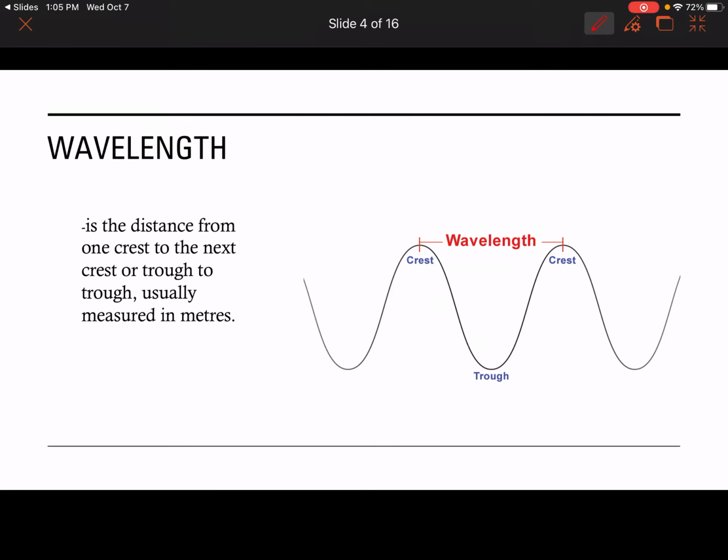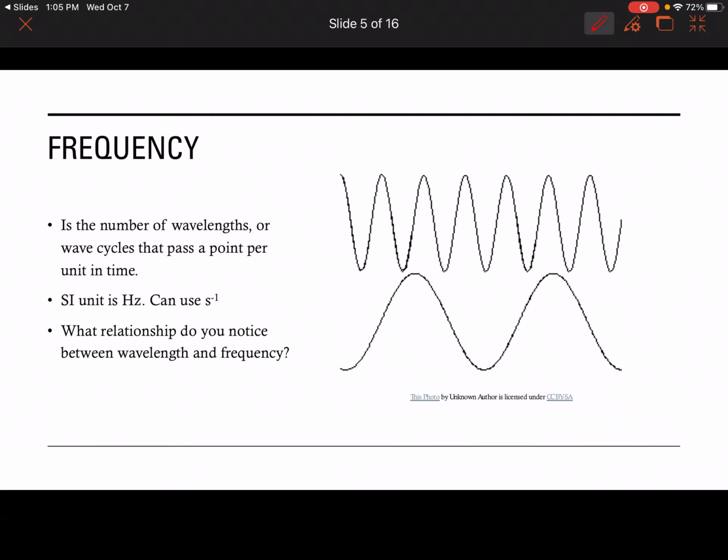Okay, so flip your page over now to page 2. So the wavelength, we're going to use the Greek letter lambda for wavelength. So wavelength is the distance from one crest to the next crest, or trough to trough. It's usually measured in meters. Not always. You can use different ways, of course. But so crest to crest, or trough to trough, that would be the length of your wavelength there. Another characteristic we're going to look at is frequency.